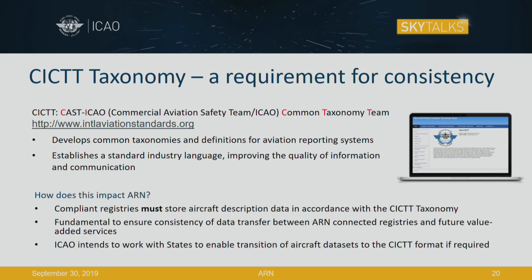So what does this mean for the ARN? Well, compliant registries, state registries that are compliant with the ARN, must store aircraft description data in accordance with this taxonomy. It's really fundamental to ensure that when we're transferring data, or at least reading data from one registry to another, it's going to be done successfully, and that also goes for the future value-added services that will feed off this data. So ICAO intends to work with those states to enable transition of the data sets that they currently have to the taxonomy format if that's required.